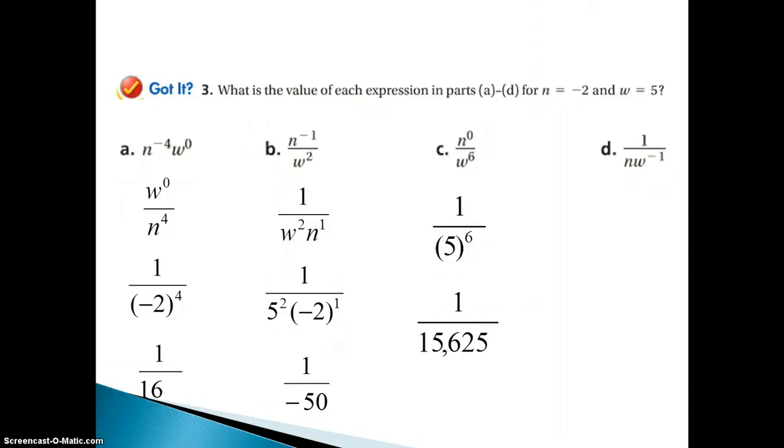Last example, denominator, n times w to the negative 1st power. The n is fine where it is because it has a positive exponent, n to the 1st power. But it's being multiplied by w to the negative 1st. So I'm going to have to move that w to the negative 1st up into the numerator. We'll move it upstairs and it becomes positive. Now I can replace the w with a 5. 5 to the 1st power is just 5. And n in the denominator is just negative 2. And so there's my answer. You could change it to a mixed number if you'd like, or just leave it improper.